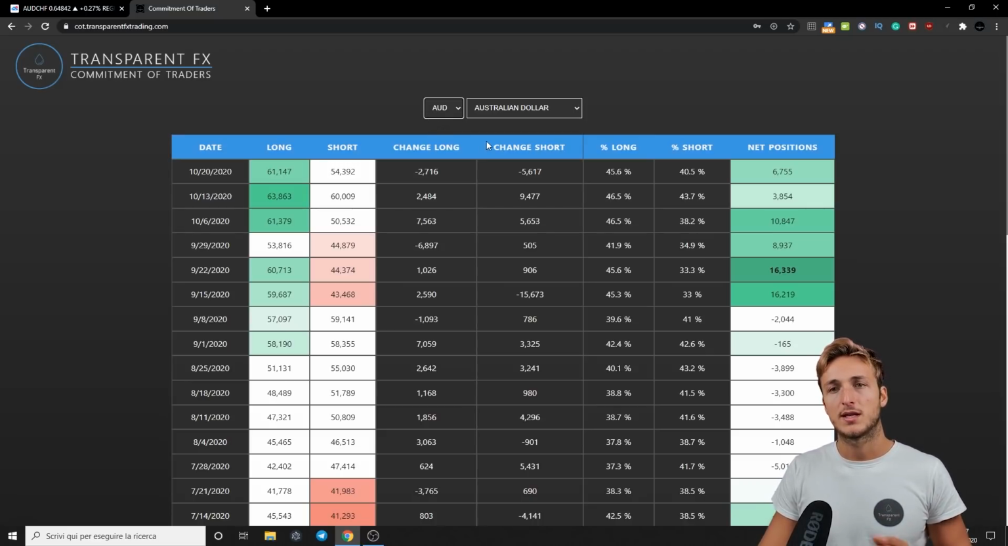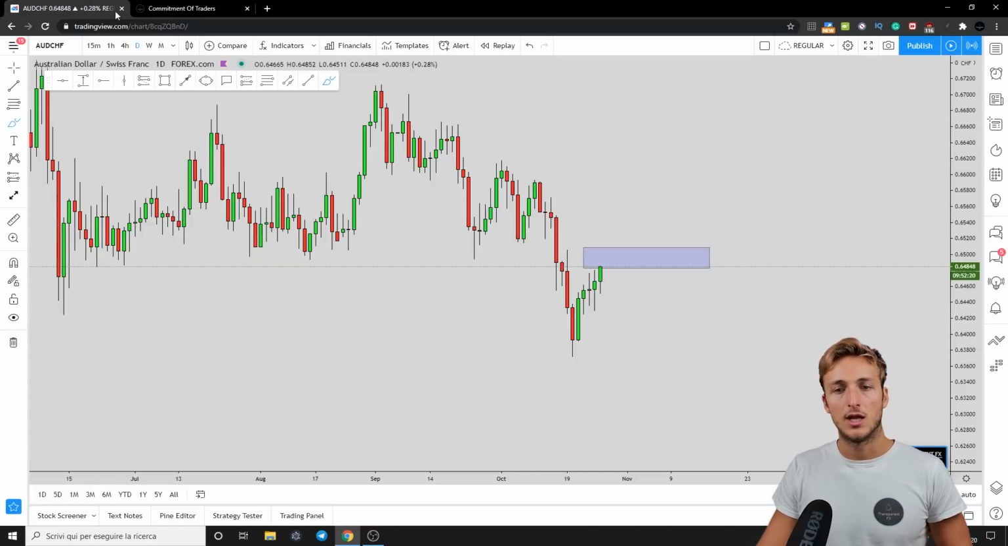Now, from an AUD perspective, what we can see is that with the last report, we haven't seen any proper shorting. We actually have seen 5.6k shorts getting closed, which is definitely not good. Net positions have decreased from 16k to 6k in the long term. However, we can see that with the last report, we increased net positions from 3.8k to 6.7k, with currently 61.1k longs and 54k shorts. So we still don't see the shorting that we need in order to create this continuation to the downside.